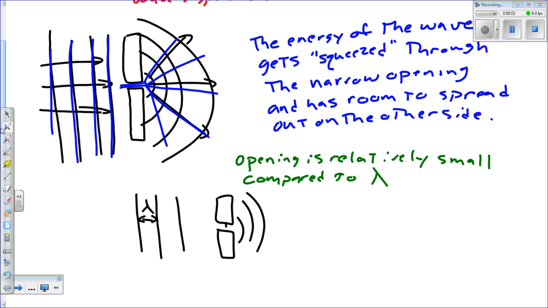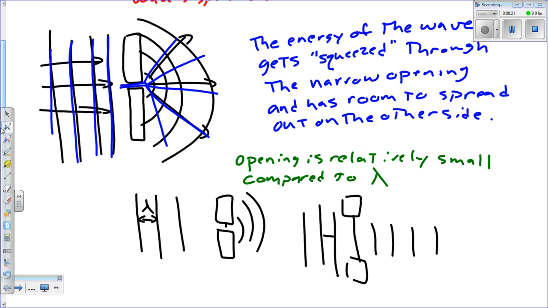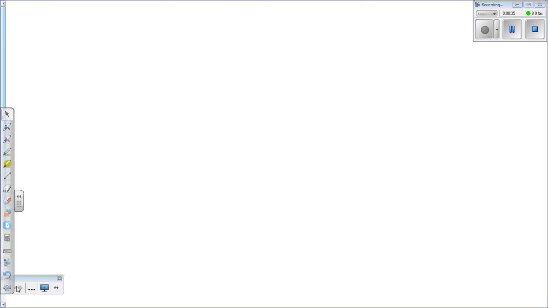I know some students, and you might have been in one of these groups, had their barriers really far apart, and the waves don't get squeezed because the gap is not smaller than the wavelength, and so you don't really see that diffraction going through. So the opening has to be basically smaller than the wavelength in order to see this bending, because the energy is getting squeezed in. We'll study diffraction in more detail when we get to light.